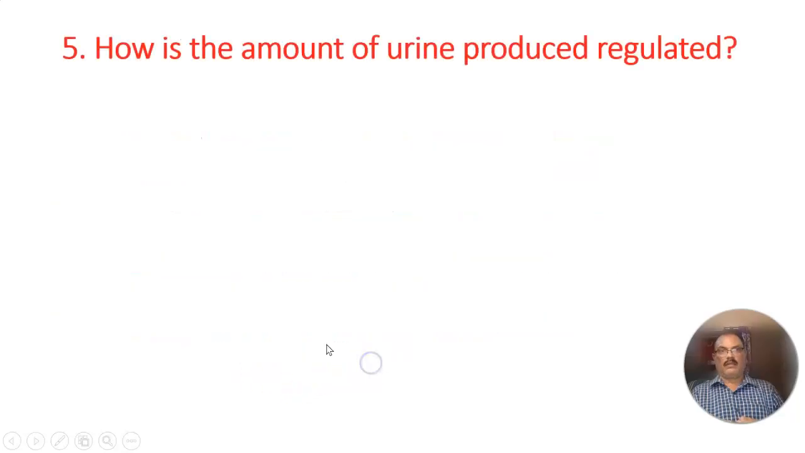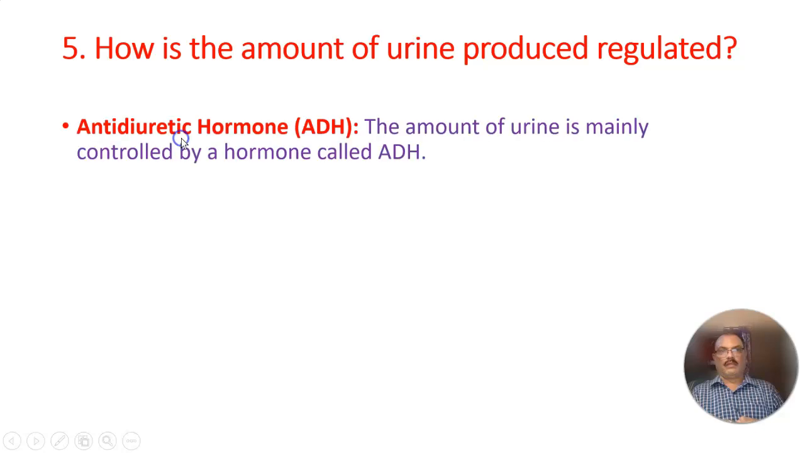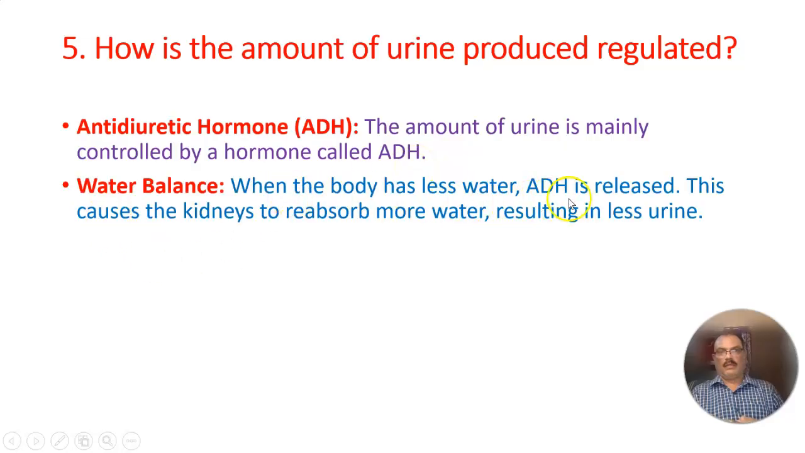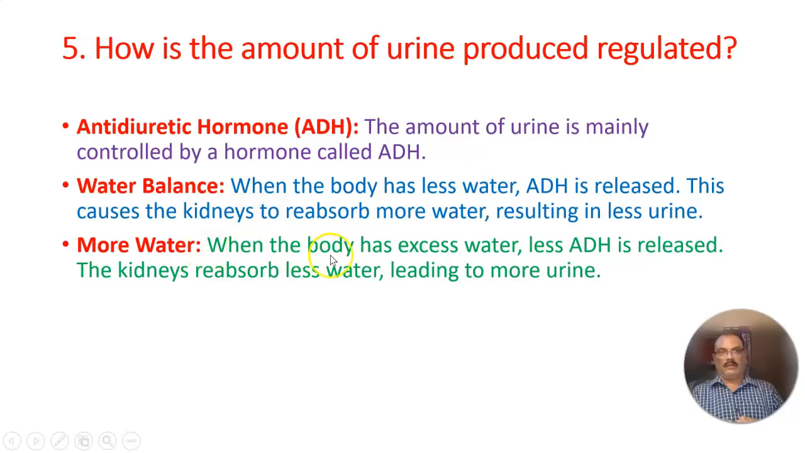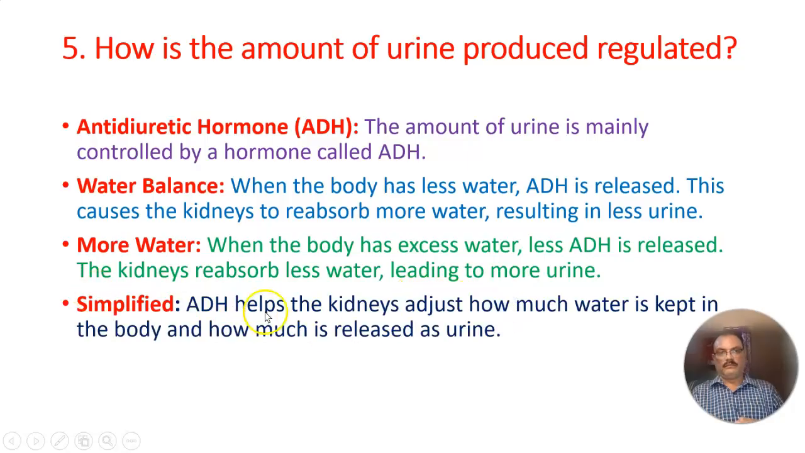3. How is the amount of urine produced regulated? Antidiuretic hormone, ADH. The amount of urine is mainly controlled by a hormone called ADH. Water balance. When the body has less water, ADH is released. This causes the kidneys to reabsorb more water, resulting in less urine. More water. When the body has excess water, less ADH is released. The kidneys reabsorb less water, leading to more urine. Simplified. ADH helps the kidneys adjust how much water is kept in the body and how much is released as urine. These explanations are simplified and focus on the core concepts relevant to a 10th grade curriculum.